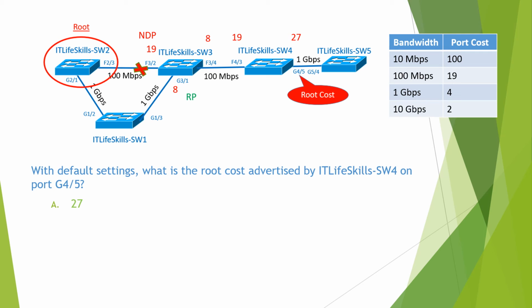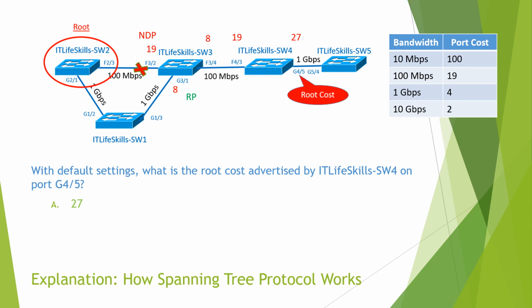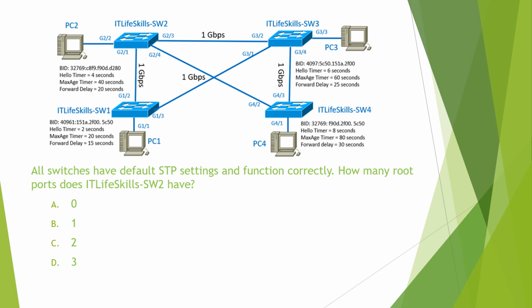You can find the detailed explanation for this question in the video, How Spanning Tree Protocol Works. The question reads, all switches have the default STP settings and function correctly. How many root ports does IT Live Skill Switch 2 have?